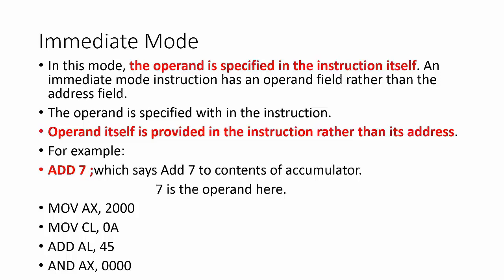It means that whatever contents are present in the AL will be added by 45. Whatever result is generated will be stored in the AL. So what is AL? AL is the lower byte of the accumulator register. Okay. Another example, AND AX, 0.